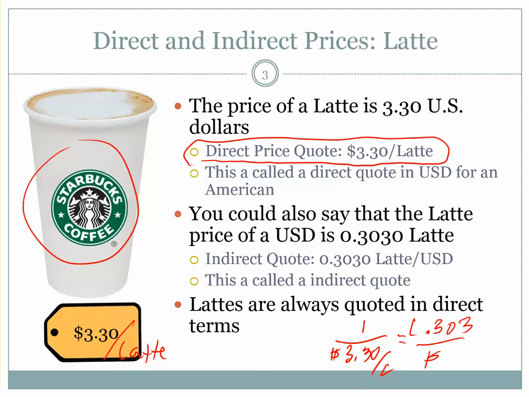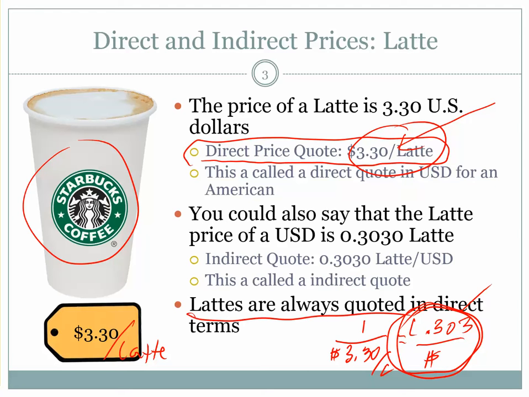lattes per dollar. In other words, this is a quote that tells you that it will cost $3.30 to buy one latte, but in theory, you can exchange 0.3 lattes for $1 US. So this is the price of one latte. This is the price of $1 quoted in lattes. Now, luckily, lattes are always quoted in direct terms.